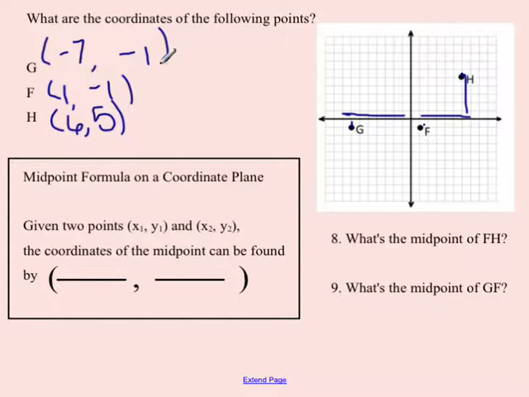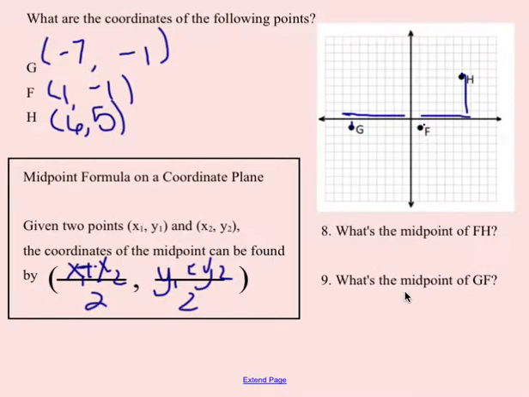So the midpoint formula on a coordinate plane, given 2 points x1, y1, and x2, y2, the coordinate points of the midpoint can be found. To get the coordinate points of the midpoint, it's kind of like what we did with the number line previously, except we're going to do it for 2 points. So x1 plus x2 divided by 2, y1 plus y2 divided by 2. Okay, and that's the formula for the coordinate point. Now, first it asks us what the midpoint of HG is.